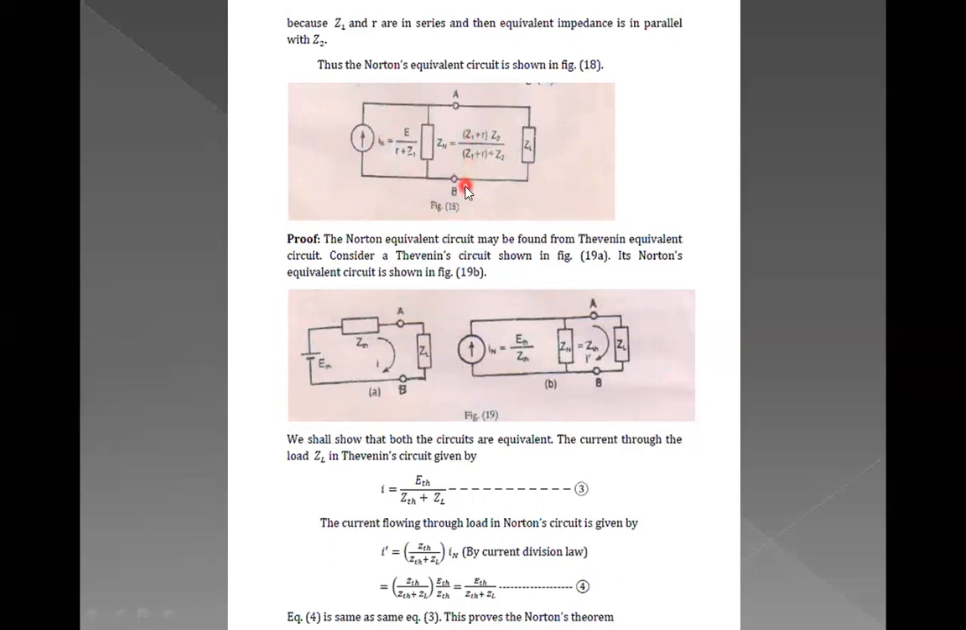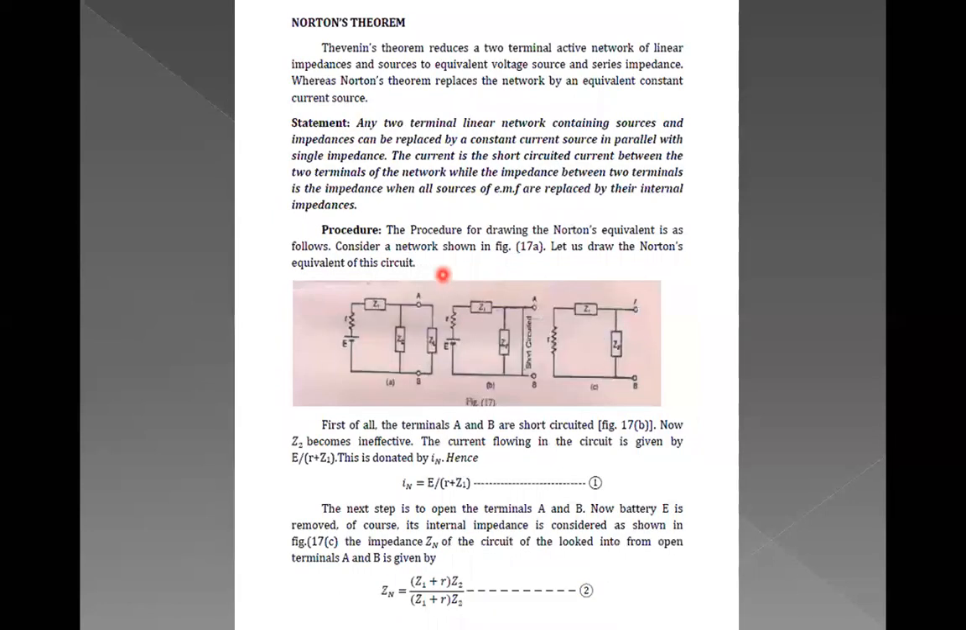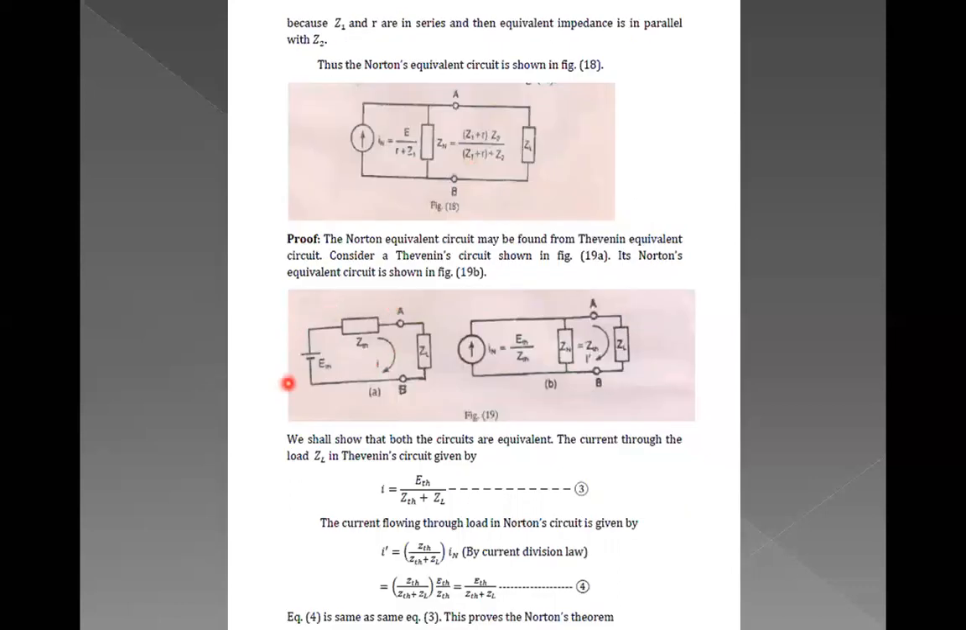Now we need to prove it. So how can we do that? The Norton equivalent circuit may be found from Thevenin's equivalent. So what we did is we converted that particular linear network, this figure A, into a Thevenin's equivalent, because any linear network can be replaced with a single voltage source in series with a single resistor. So this is ETH, this is ZTH, these are the two terminals A and B, and this is ZL.